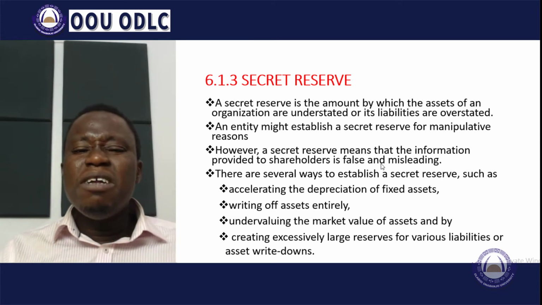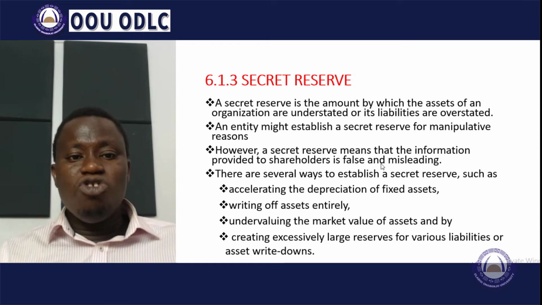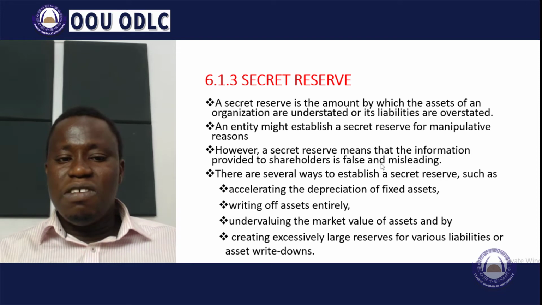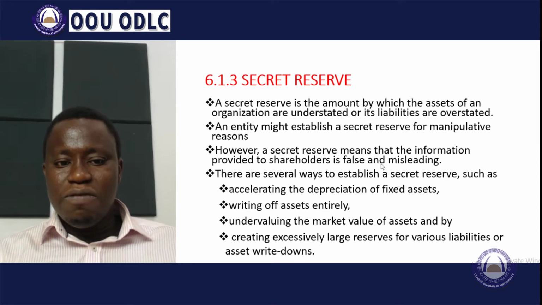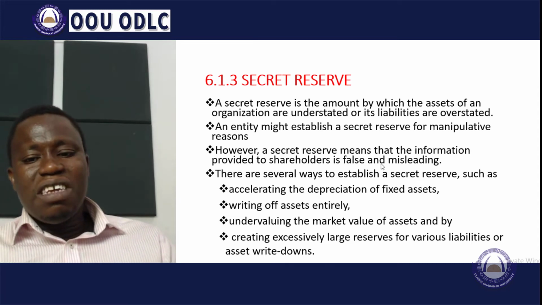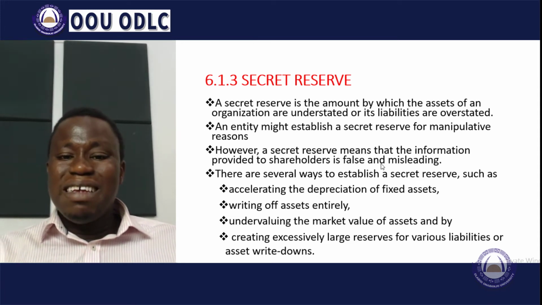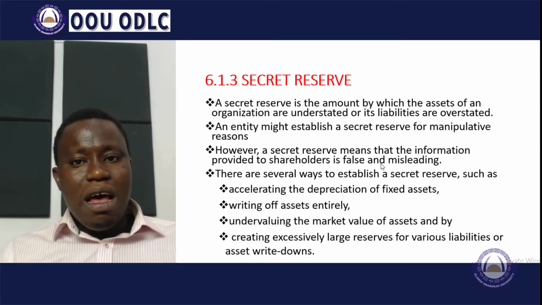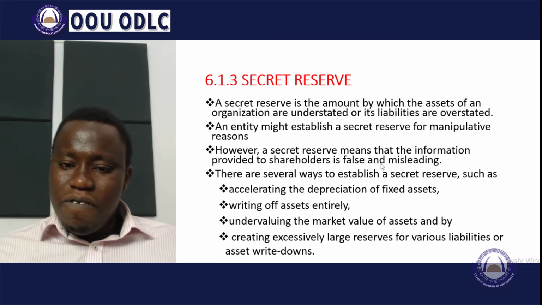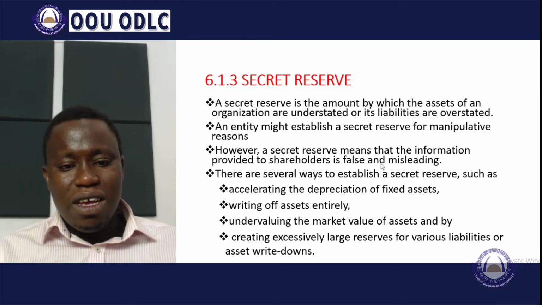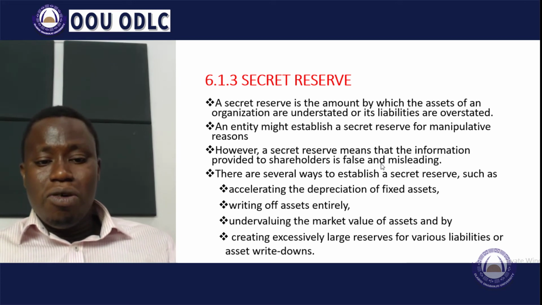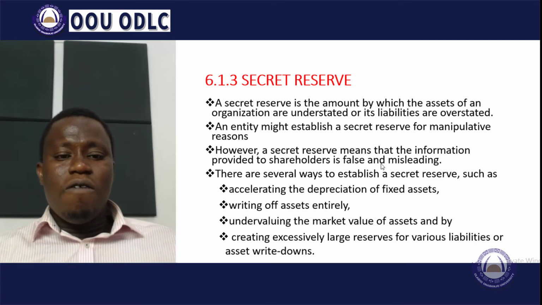And what are the main reasons why organizations usually keep secret reserves? It is just for manipulative reasons. They are mainly for manipulative reasons. And what are the ways through which these secret reserves can be kept? It could be by accelerating the depreciation of fixed assets. For instance, you have to depreciate an asset perhaps for 5 years, but you depreciate it for 3 years. You are keeping a secret reserve. Other ways include writing off an asset entirely or undervaluing the market value of assets.